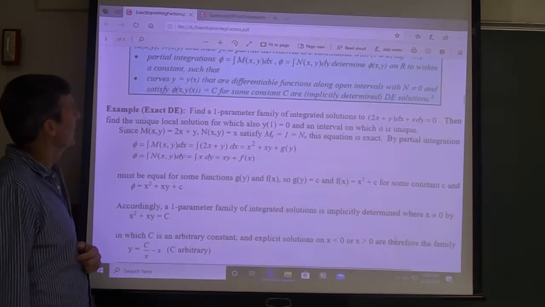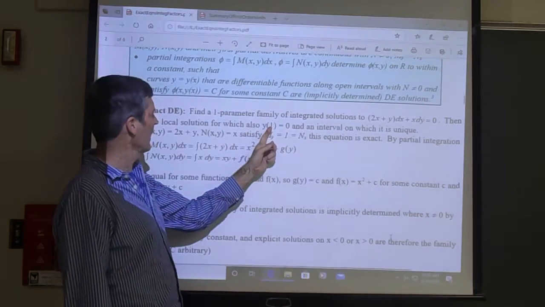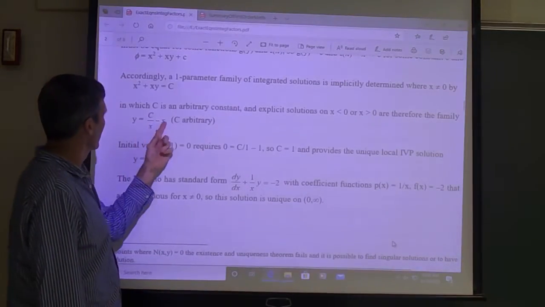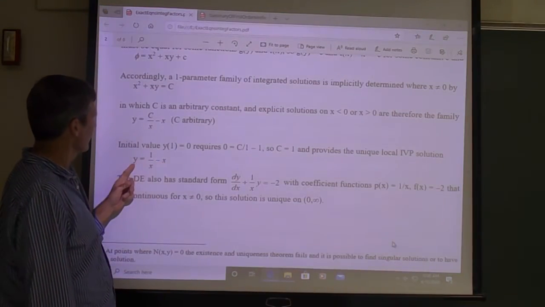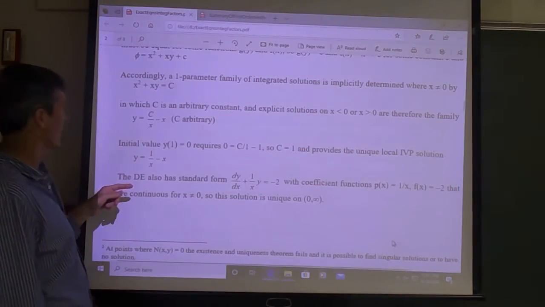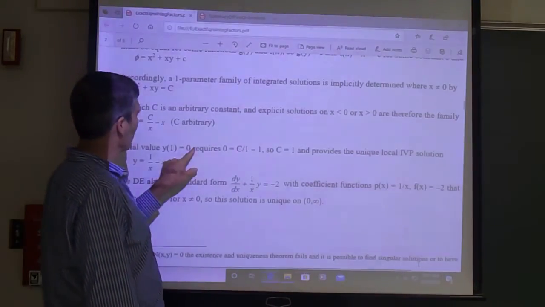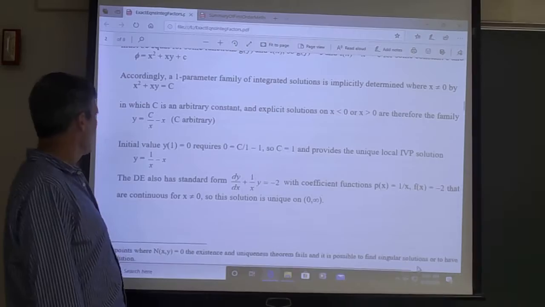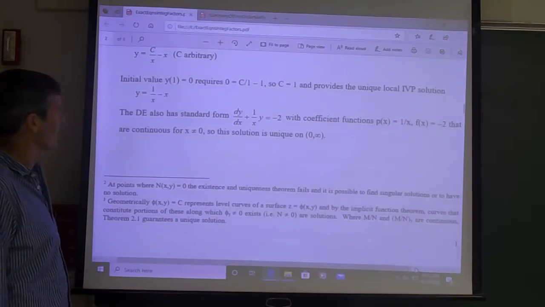Now, in this problem, I also said, suppose we have an initial condition, y of 1 equals 0. In other words, when x equals 1, y equals 0. All you have to do is plug in x equals 1 in the solution. Plug in x equals 1, y equals 0, you get 0 equals c over 1 minus 1 added to this. So c must be equal to 1, and that provides this solution, putting in c equals 1. y equals 1 over x minus x is the unique solution to the initial value problem.